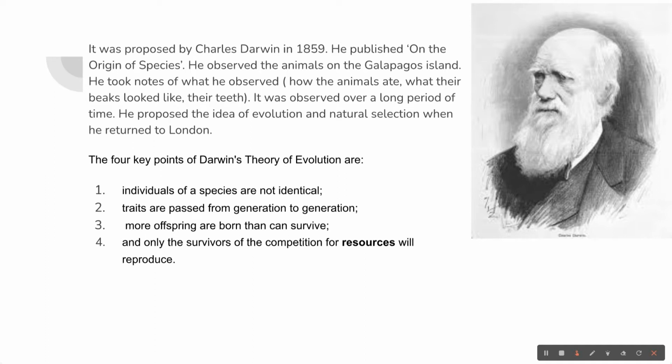So this would be kind of like climate over a long period of time. So actually, he was from London. He proposed the idea of evolution and natural selection when he returned back to London, one of the last times there. But it wasn't just him who did it.